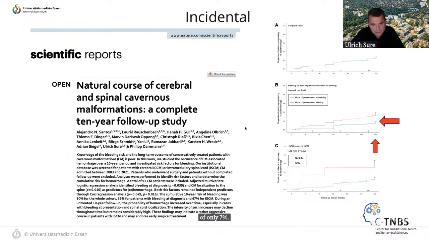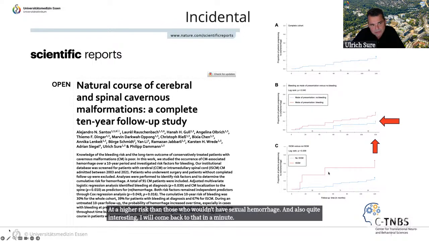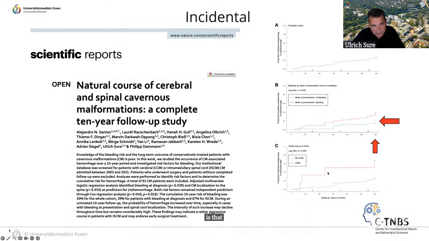If we look at the natural course, even in a 10-year follow-up, we can see what Dr. Fleming has already shown. Those patients who have had a hemorrhage before have a higher risk than those who haven't had such a hemorrhage. And also quite interesting, I will come back to that in a minute, is that patients with a cavernoma in the spinal cord have a definitely much higher risk of rehemorrhage.